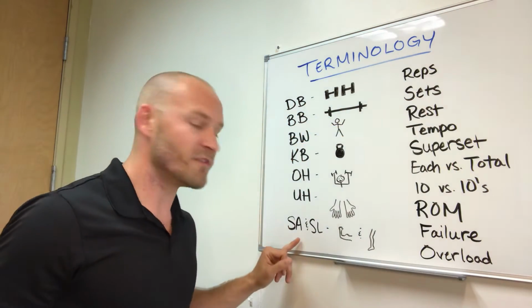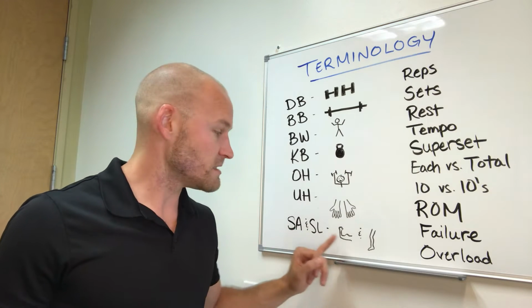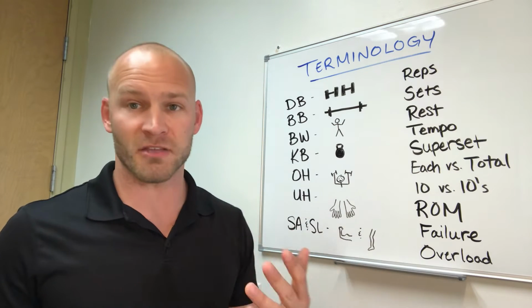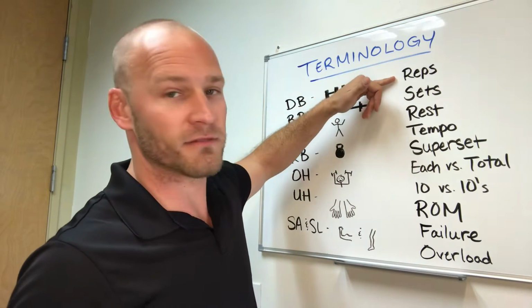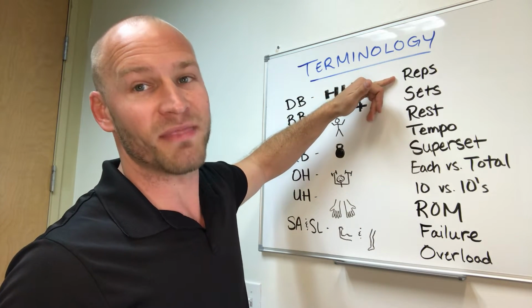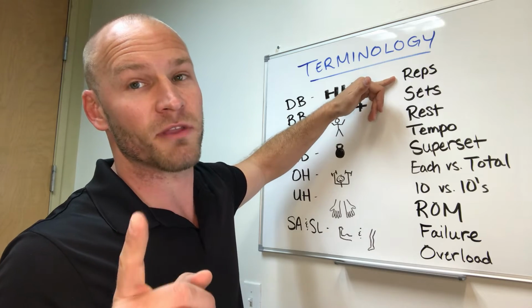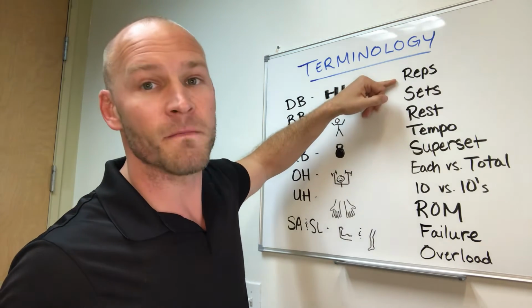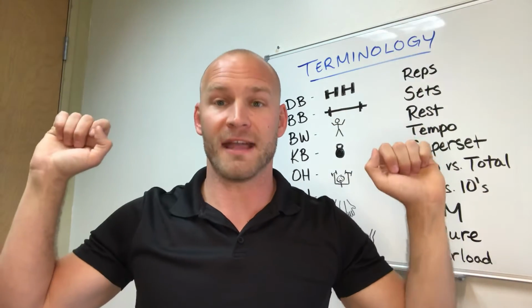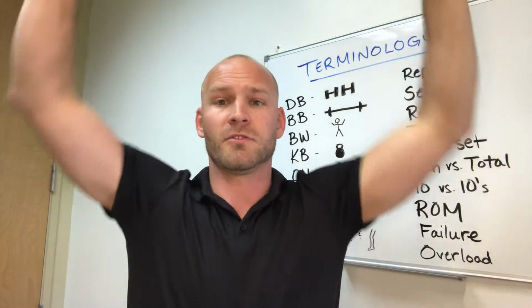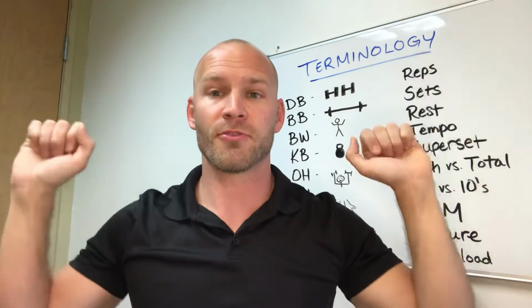Okay, moving on. SA and SL, single arm, single leg. Some exercises are just going to be one limb or the other. Now, there's less fun graphics on this side, but these are very important ones that we want to make sure we're on the same page with, okay? Reps. So 1 rep of an exercise is going to be up, down, that's the movement, that's 1. Do it again, that's 2, 3, okay?